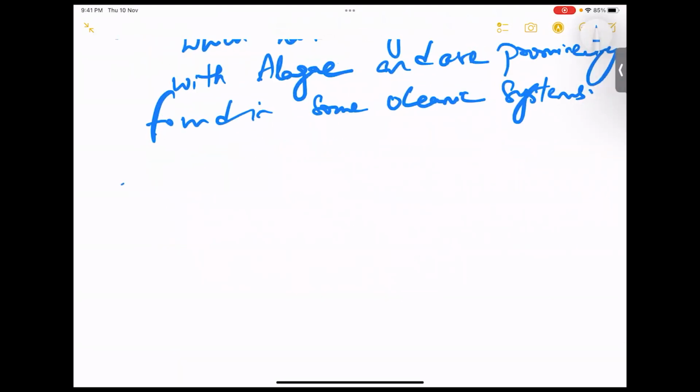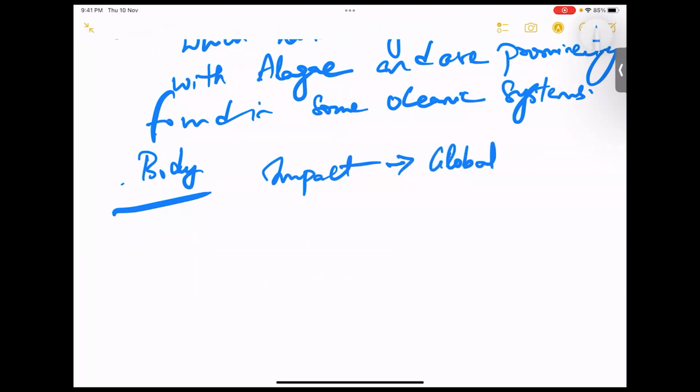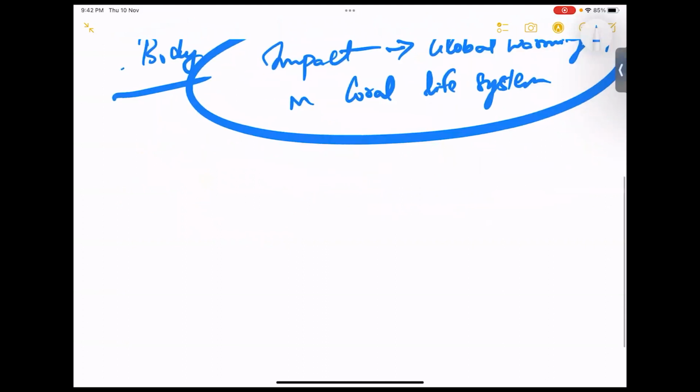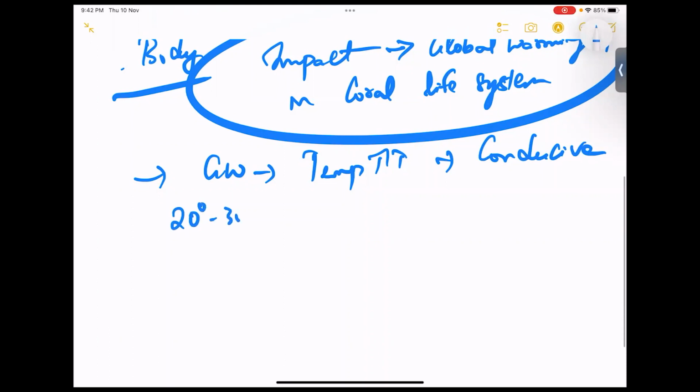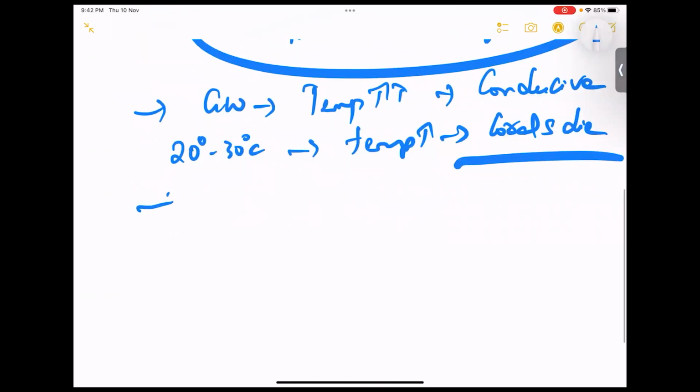Right? So, in the body, you will straight away come to the impact of global warming on the coral life system. So what are the impacts? Basically, global warming increases the temperature. We all know that. And the conducive temperature generally for corals is around 20 degrees to 30 degrees Celsius. And due to increase in temperature, the corals tend to die.